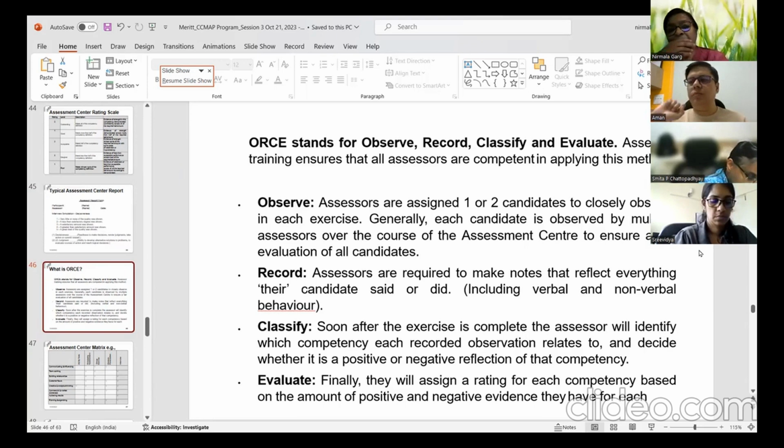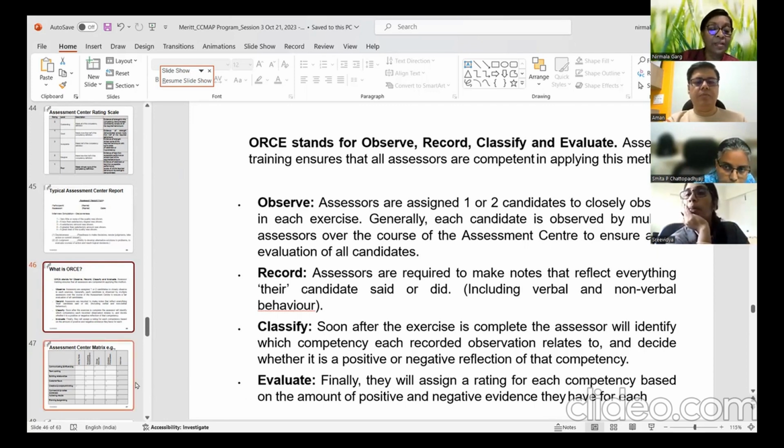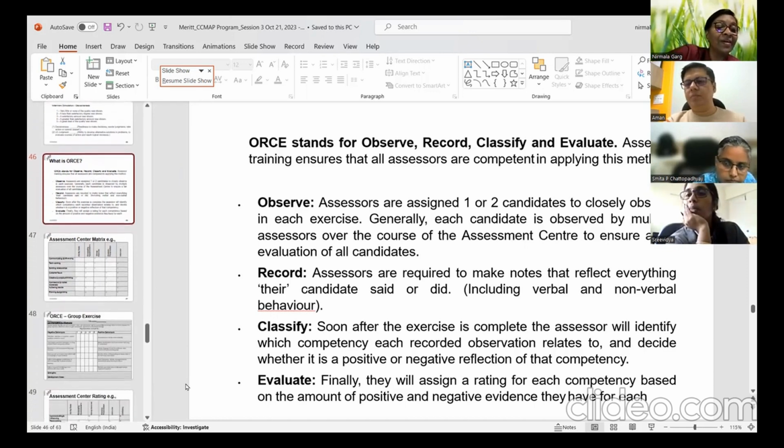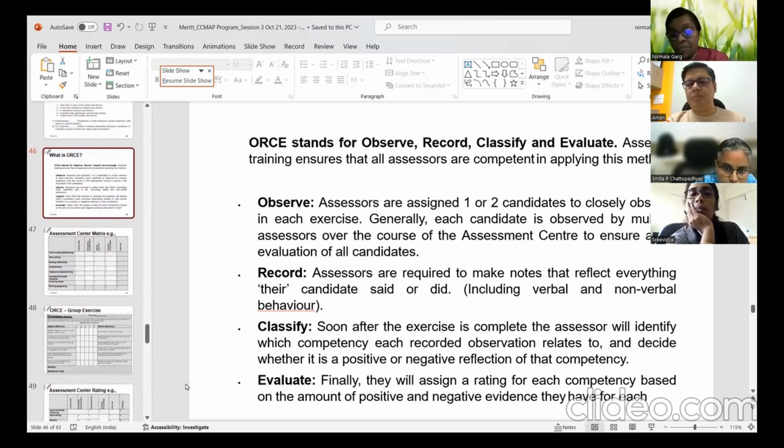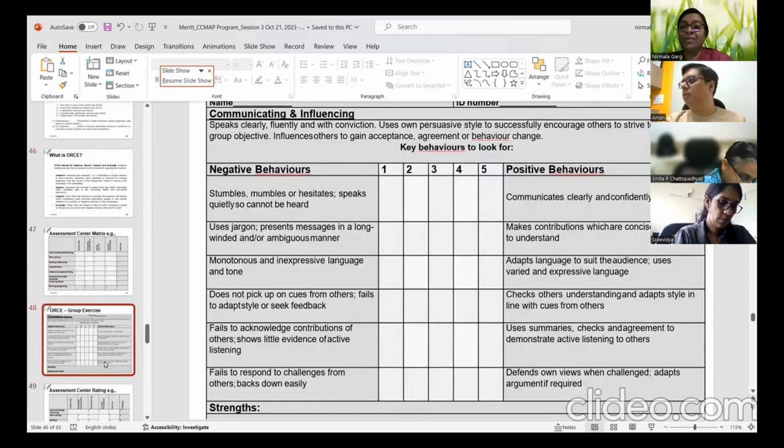Now, what is classify? Anybody who wants to attempt? Categorizing. Classify is after you have observed and recorded, you then put whatever you have observed as a positive or a negative reflection of that particular competency. Got it?